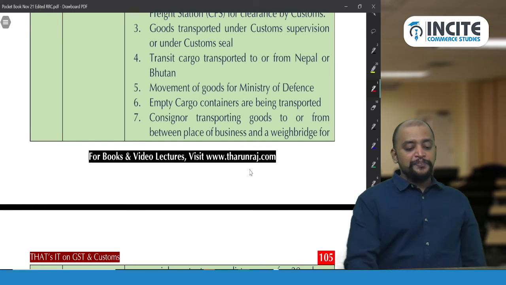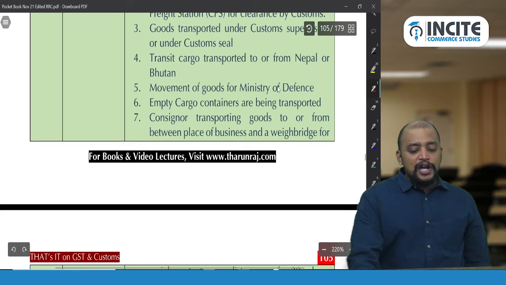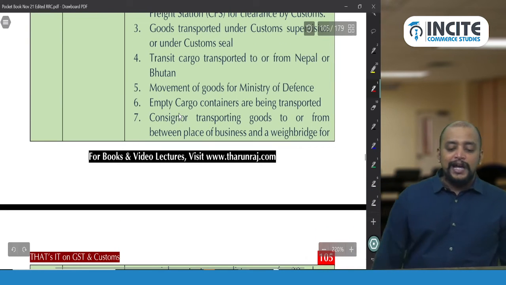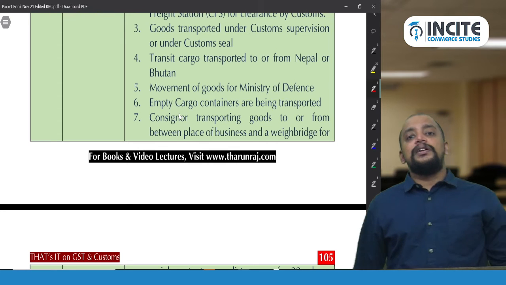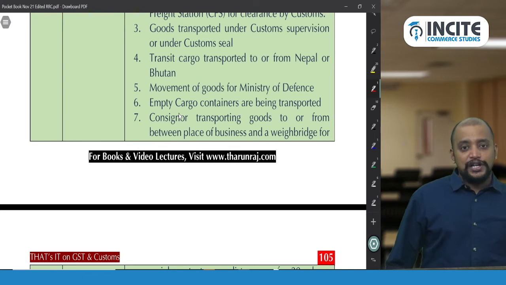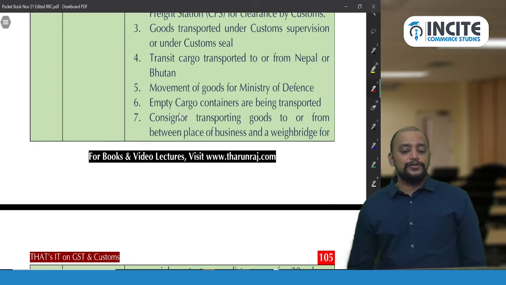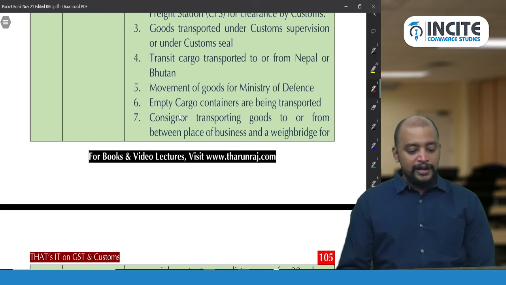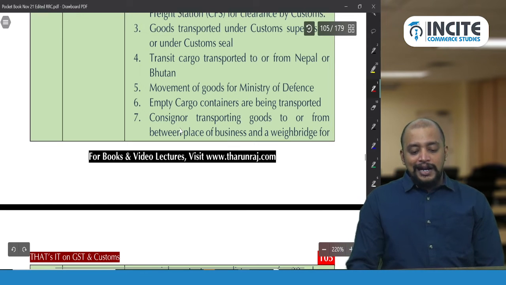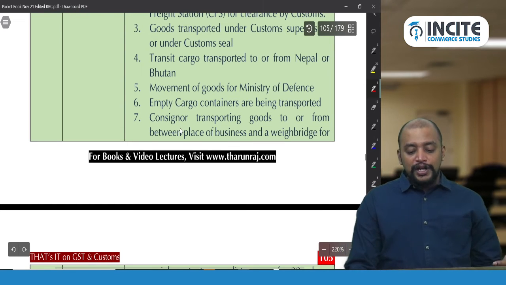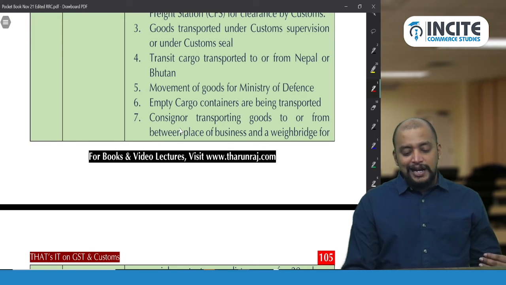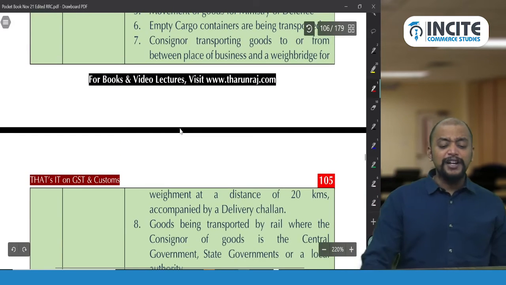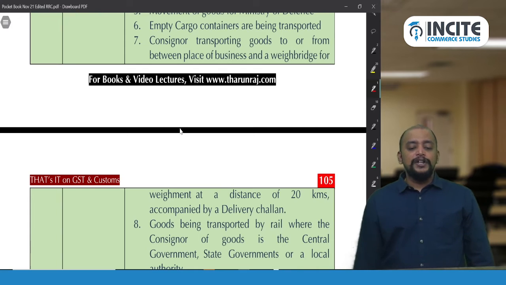That is this. Then Ministry of Defense. For Ministry of Defense, if we do any movement of goods, and then empty cargo containers, suppose in a truck there are some empty cargo containers, transportation of those empty cargo containers also does not require e-way bill. Okay. And then container transporting goods to or from between place of business and a weigh bridge for weighment up to a distance of 20 kilometers.